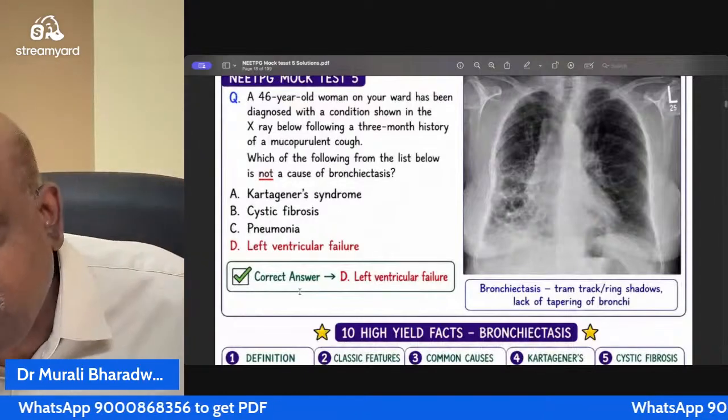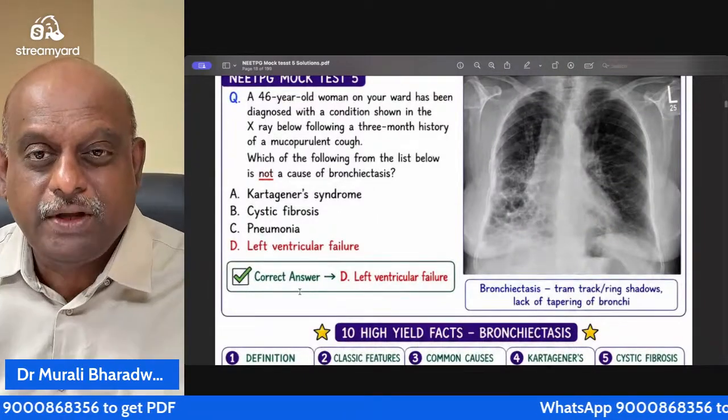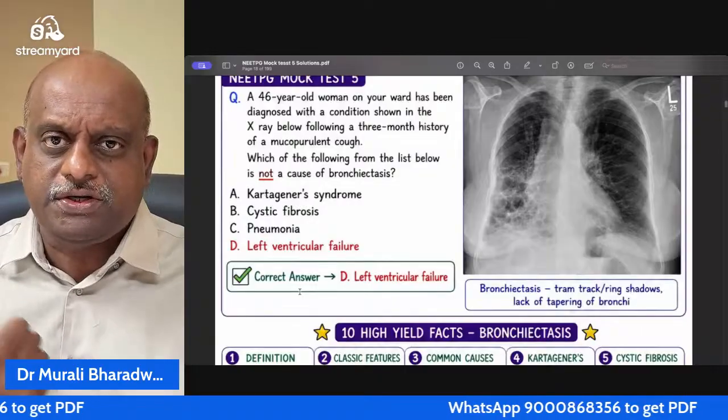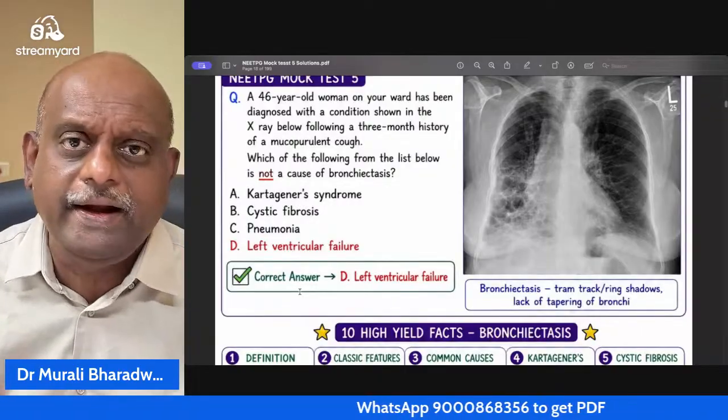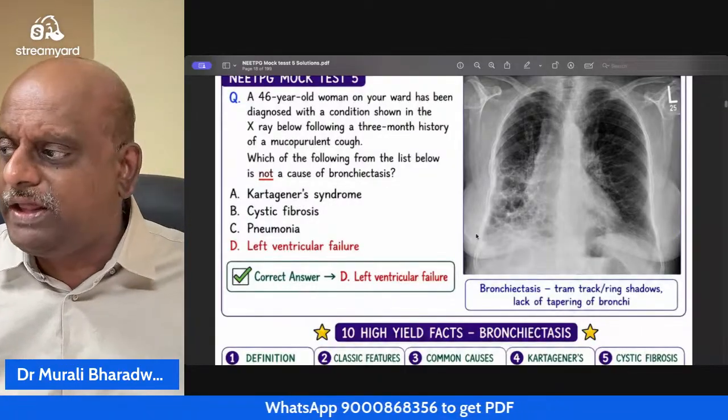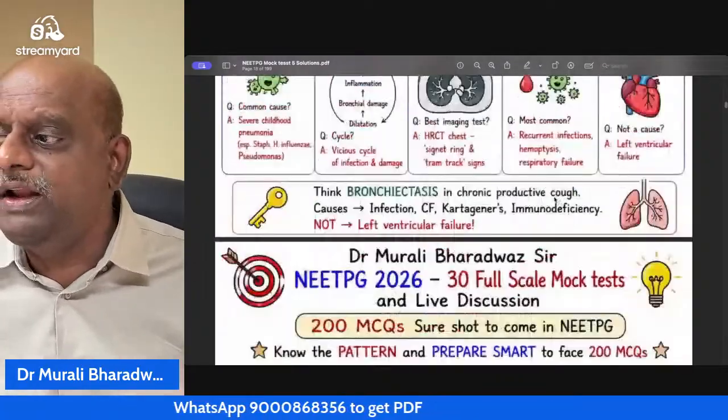Now, 3-month history of mucopurulent discharge. Kartagener syndrome, cystic fibrosis, pneumonia, anything can lead to the development of bronchiectasis, with a honeycombing pattern, which is very, very classical.